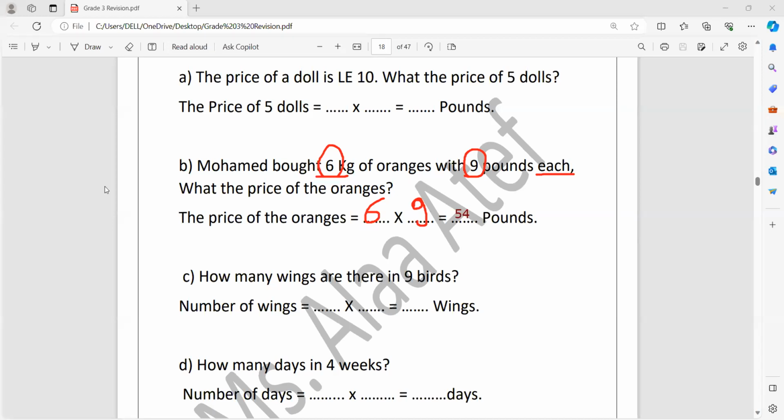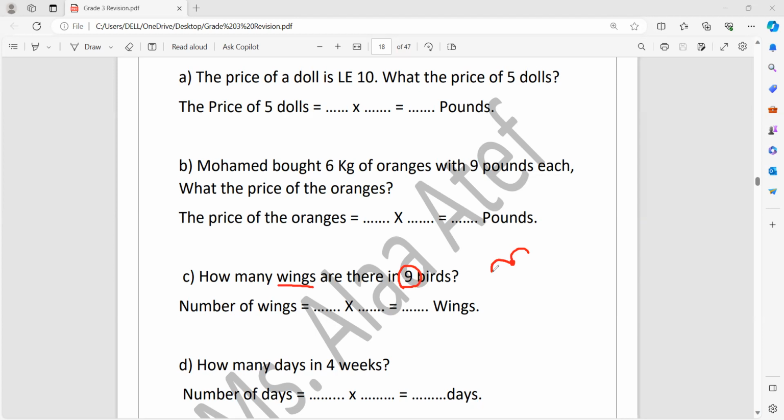Another one. How many wings are there in 9 birds? So if you see 9 birds flying and you want to count the whole wings, the total number of wings will be what? Here we have only one number. So what do you think the second number will be? Can you tell me each bird has how many wings? Every bird has, of course, 2 wings.